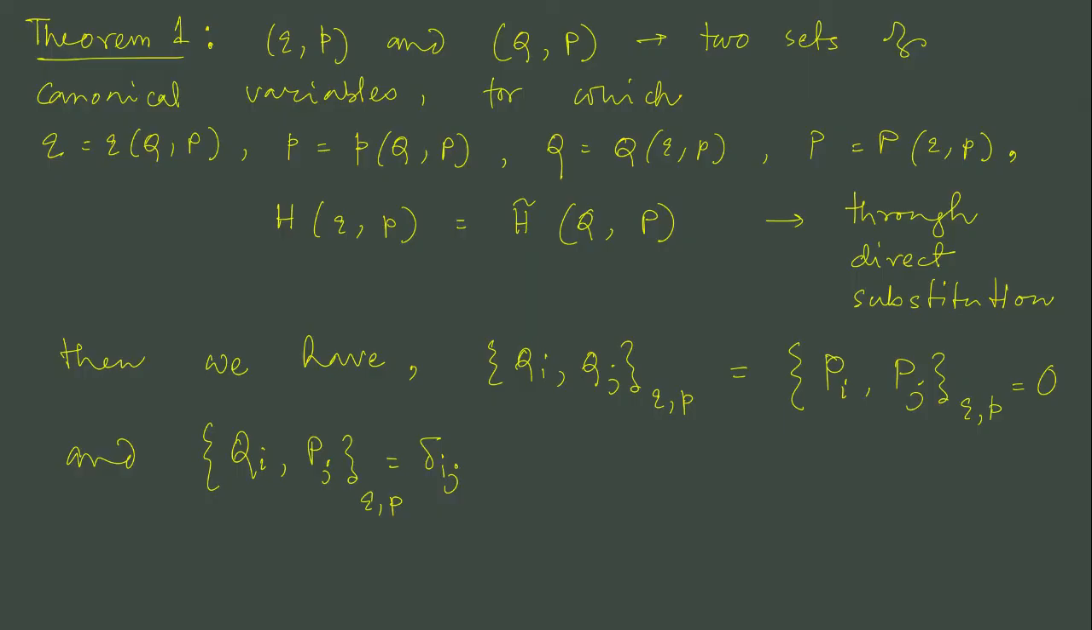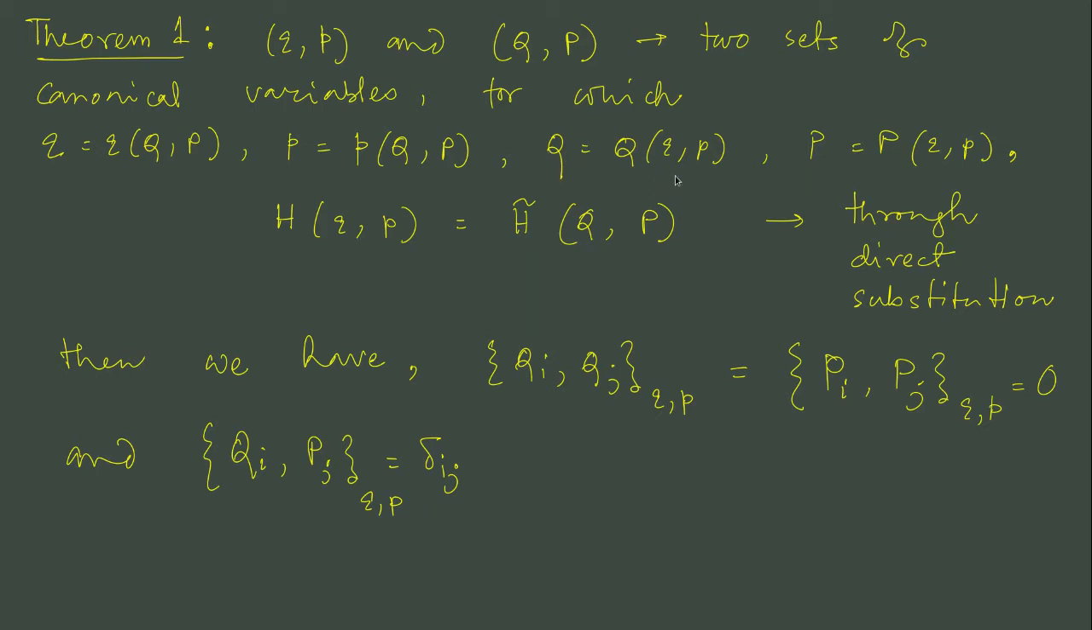Now we will prove two important theorems involving Poisson brackets. The first theorem is, we consider two sets of canonical variables, q, p and capital Q, capital P. They are two different sets, interchangeable, meaning we can write small q in terms of capital Q and capital P, similarly small p in terms of capital Q and capital P.